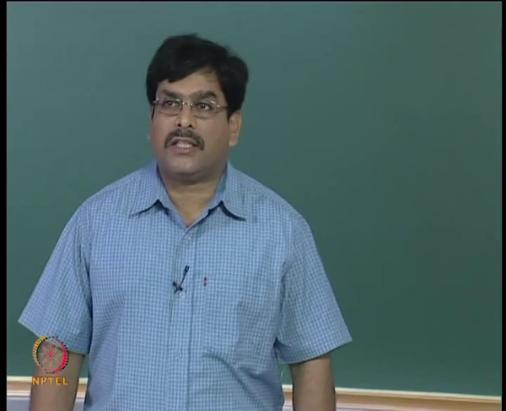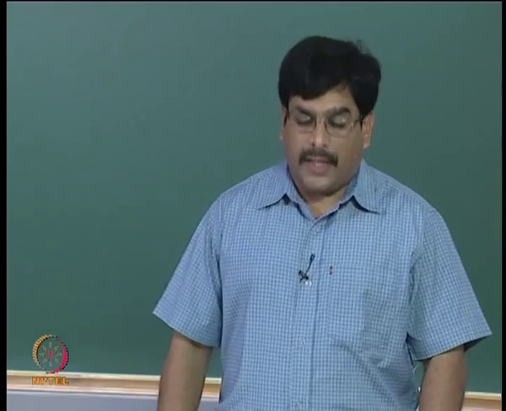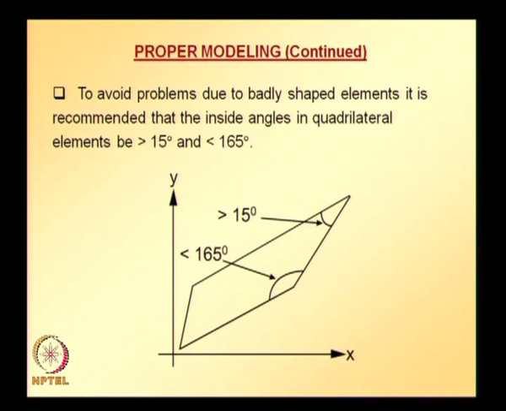If we have violations of these inside angles, then we may have mapping problems similar to what we observed in the last class. So, the two requirements are: the mid side node should be positioned in such a way that it is between L over 4 and 3 L over 4 of a particular side, and the inside angles in a quadrilateral element should be greater than 15 degrees and less than 165 degrees.